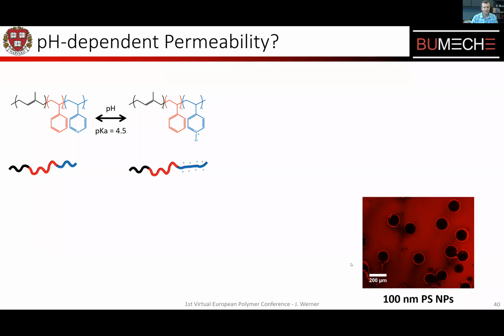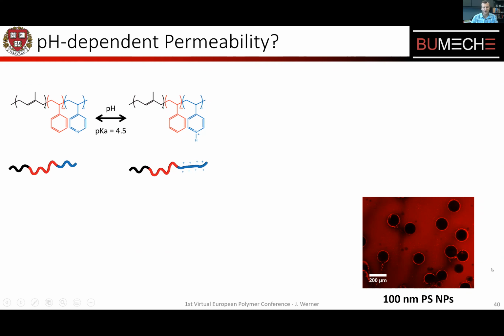Now the question is, of course, are these homogeneously responsive to pH? We expected that at low pH, due to the protonation of the 4-vinyl pyridine, the pores will be closed, which has been found in flat water treatment membranes before. And at pH above the pKa of 4.5, we will have open pores.